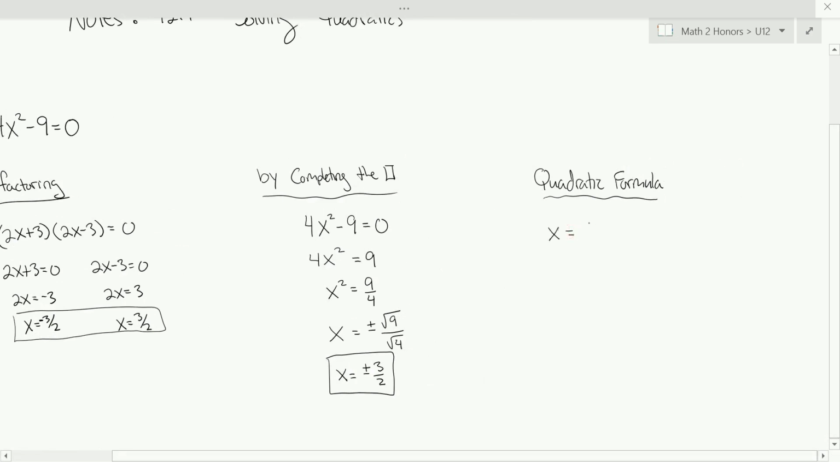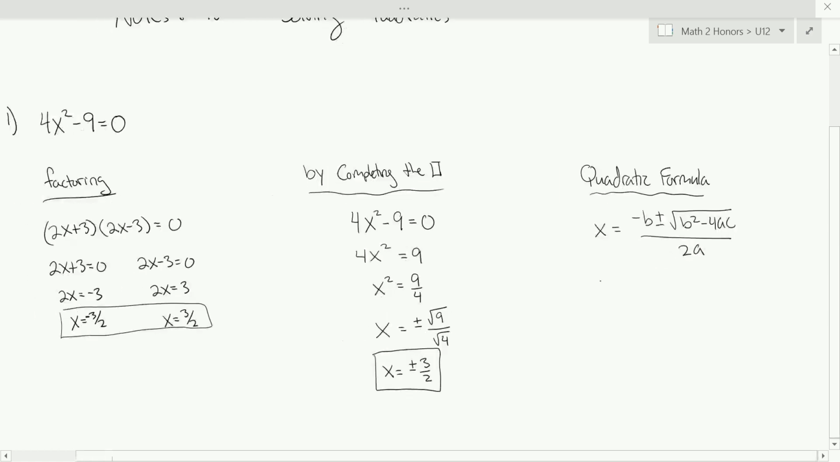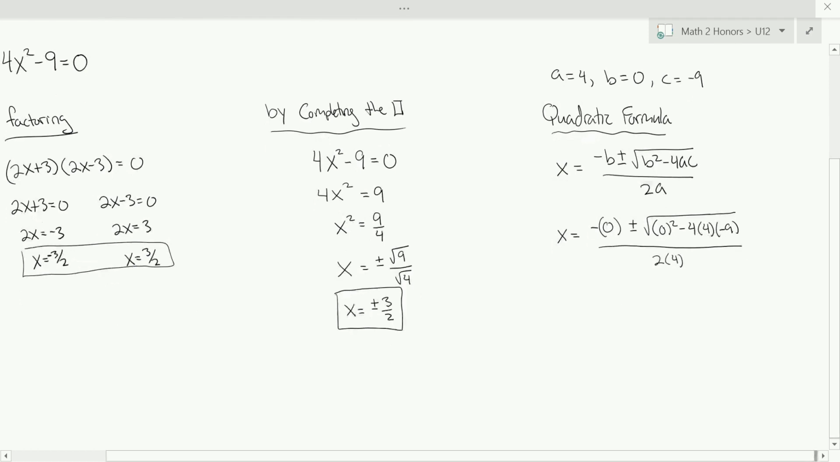Practice memorizing this. You have it in your head now. Negative b plus or minus the square root of b squared minus 4ac, all over 2a. What are a, b, and c in this problem? A is 4, b is 0 because there's no middle term, and c is negative 9. Plug in and we get negative 0 plus or minus the square root of 0 squared minus 4 times 4 times negative 9, all over 2 times 4. Go ahead and simplify that and see if you get plus or minus 3 halves.